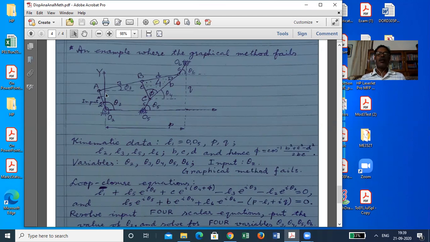This is known. This is anyway a fixed point. And if you try to go like this, it's not a dyad that you have to assemble. It's a triad that you have to assemble, and that you can't do. Infinite possibilities are there. So then you try to approach this way.